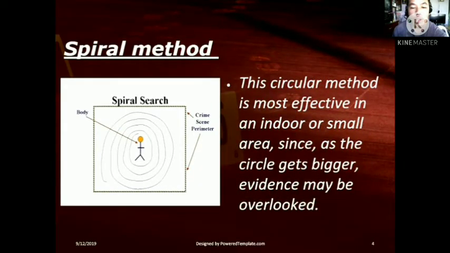So this is what the spiral method looks like. This spiral method is most effective in an indoor or small area since, as the circle gets bigger, evidence may be overlooked. It is also known as the circular method. The searchers follow each other in the path of a spiral, beginning on the outside and spiraling towards the center of the scene.